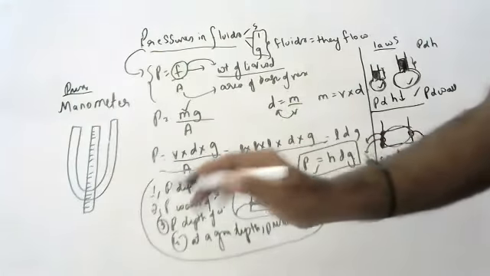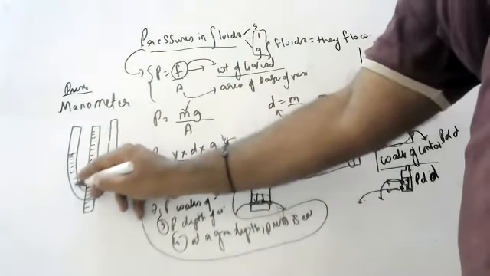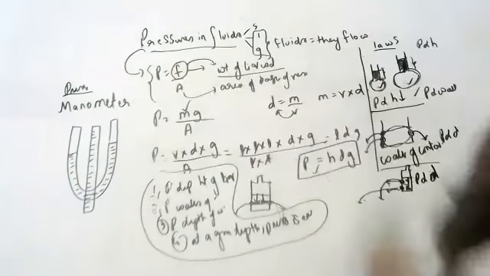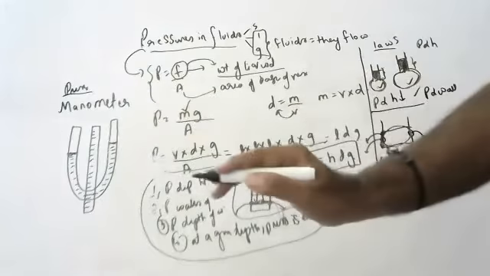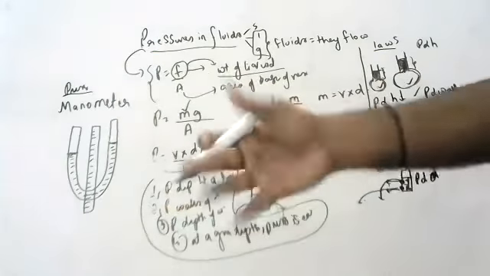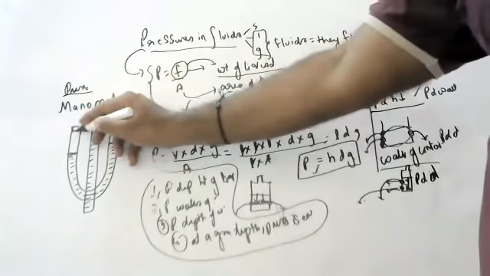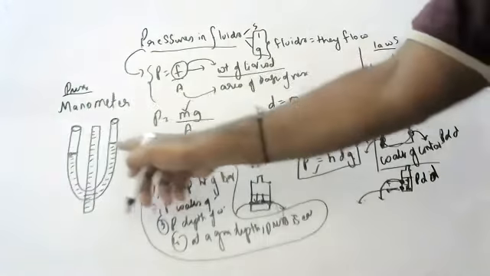Normally, children, here and here, the liquid column will be equal in both the limbs. Now, when you want to check the pressure, when both the tubes are open, the height in each leg is equal.